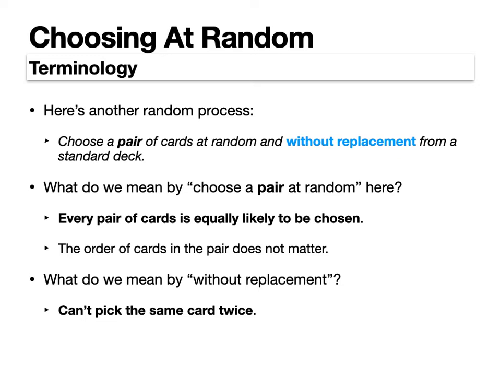What do we mean by without replacement? Well, that simply means you can't pick the same card twice. So you're going to get a sample, or a pair, of two different cards. You can't have, say, the ace of spades and the ace of spades as your pair. It has to be two different cards. That's what we mean by without replacement.